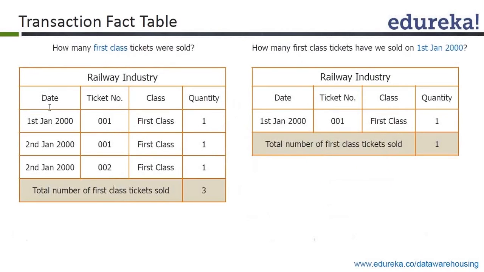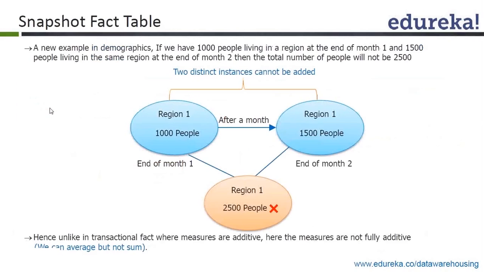So what we discussed just now: first class tickets sold, quantity added together is 3. So this is a fully additive fact. So transaction fact tables are generally additive. Okay, so the second table we discussed was the snapshot fact table.